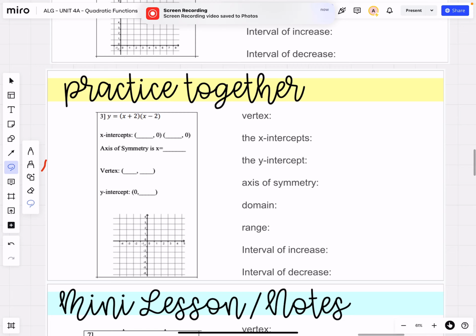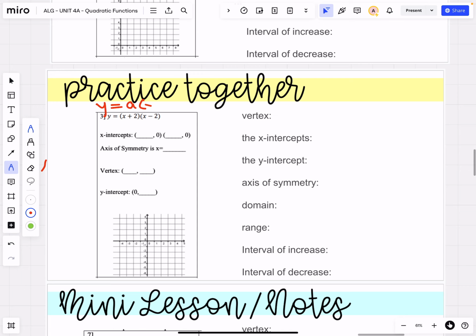All right, in this video, we're going to conclude our discussion about intercept form of a quadratic function. So remember that the intercept form of a quadratic function looks like this: y is equal to a times x minus p times x minus q.